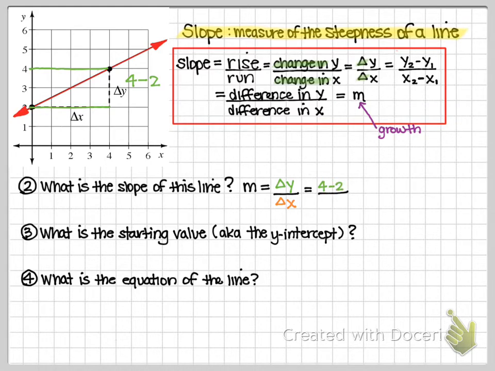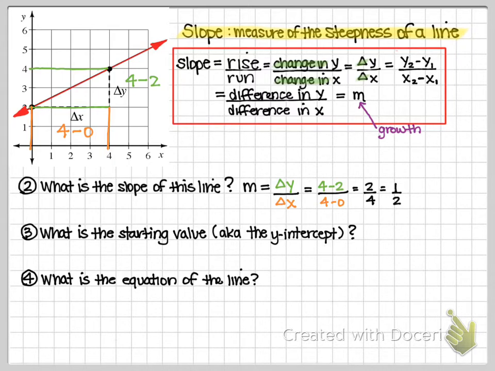I'm going to do the same thing for the bottom, but just with the x's. So furthest to the right is 4. Furthest to the left is 0. So I'll do 4 minus 0. Now, I'm just going to clean it up. So that gives me 2 over 4, but that can be simplified.